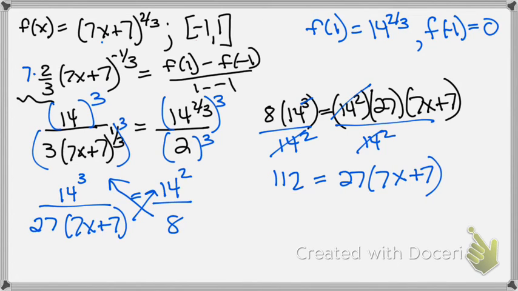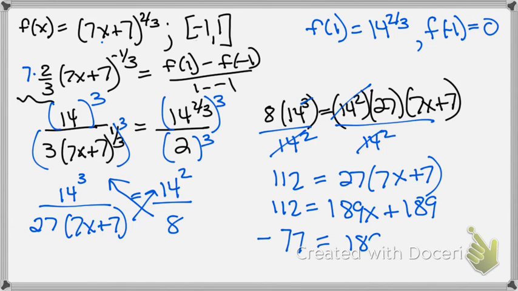From here, it's up to you. Either distribute the 27, divide by the 27, whatever. It doesn't really matter. I'm going to distribute. Okay, 27 times 7 is 189. Subtract the 189, and I get negative 77 is equal to 189x. Divide by 189.